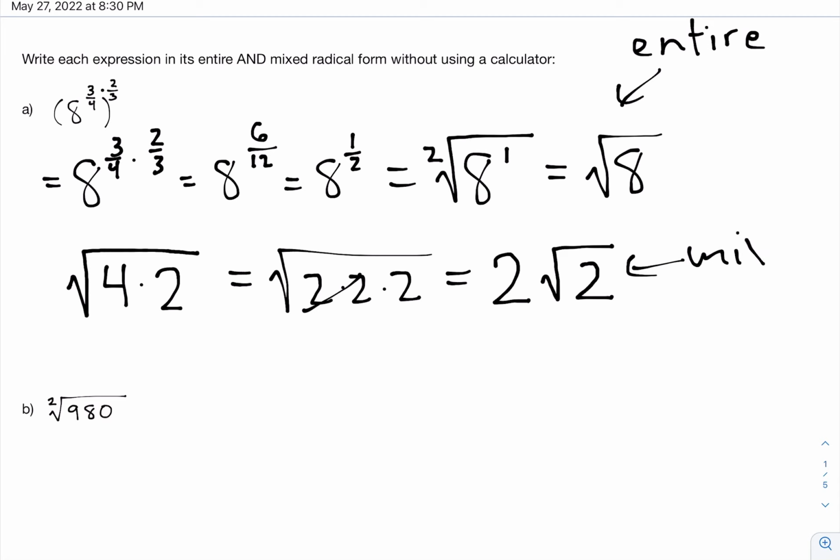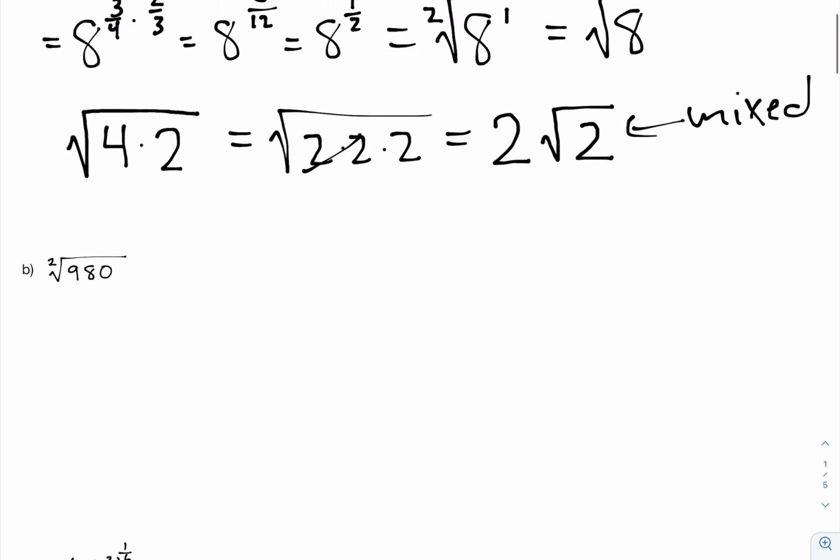Okay, so this is the mixed radical. Mixed radicals have a coefficient on the outside, and then whatever's left over on the inside. Entire radicals, everything's on the inside.